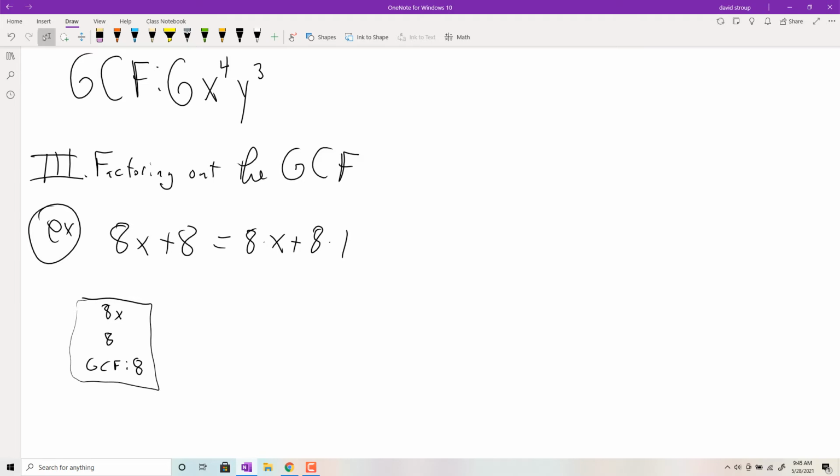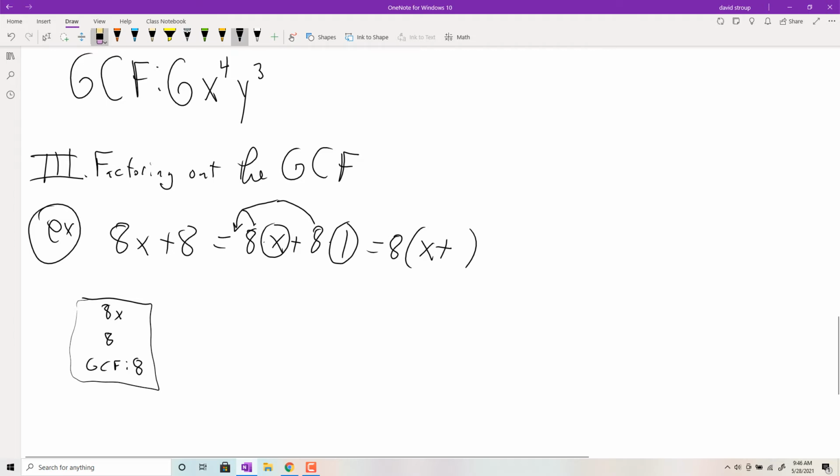Okay? And then when we do our reverse distribution, what we're basically doing is pulling this 8 out. We're going to pull that 8 out and put it out in front. So you'll have an 8 here, and then the leftover bits will just be the x and the 1. So you'll have x plus 1. And you can always check your work. So you're always going to know that this is the correct version if you just redistribute in your head, right?